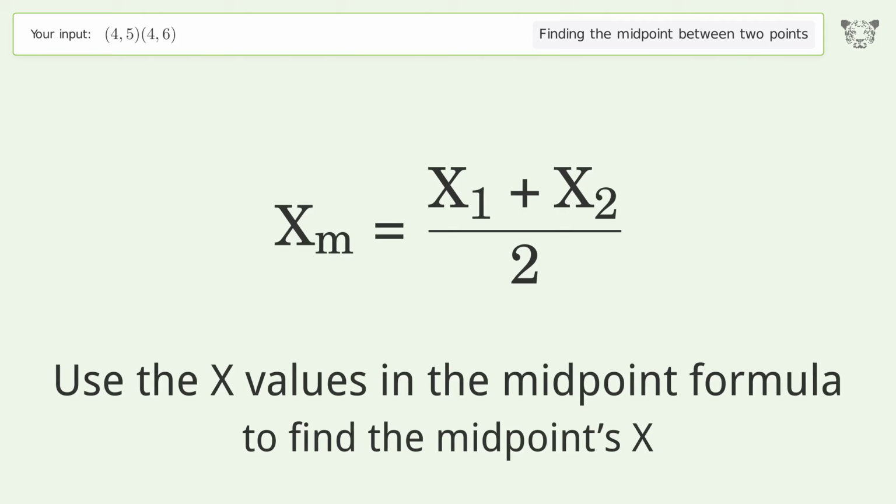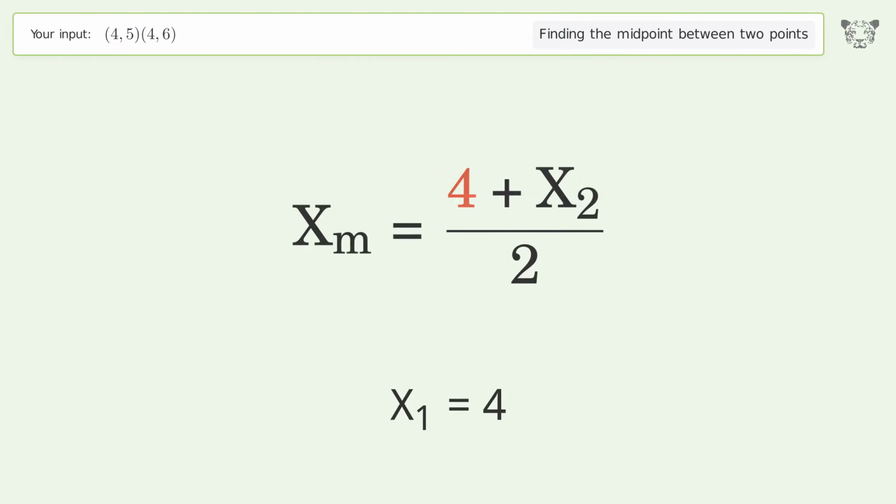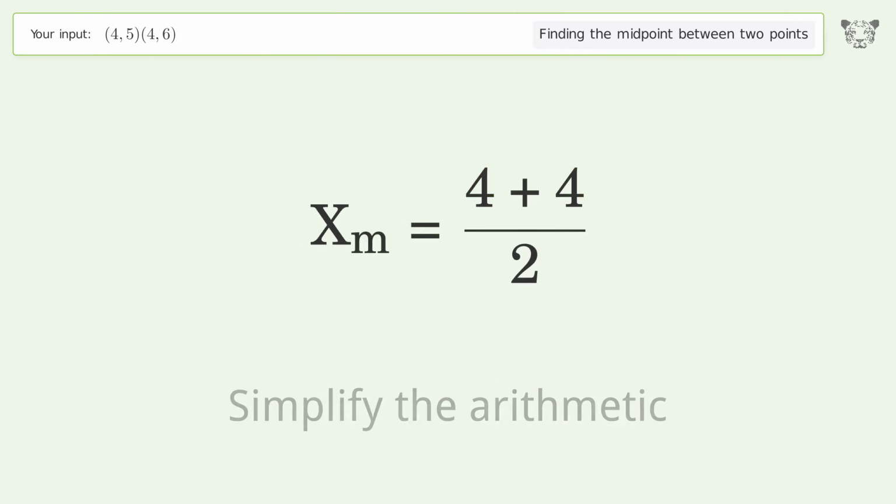Use the x values in the midpoint formula to find the midpoint's x. x1 equals 4. x2 equals 4. Simplify the arithmetic.